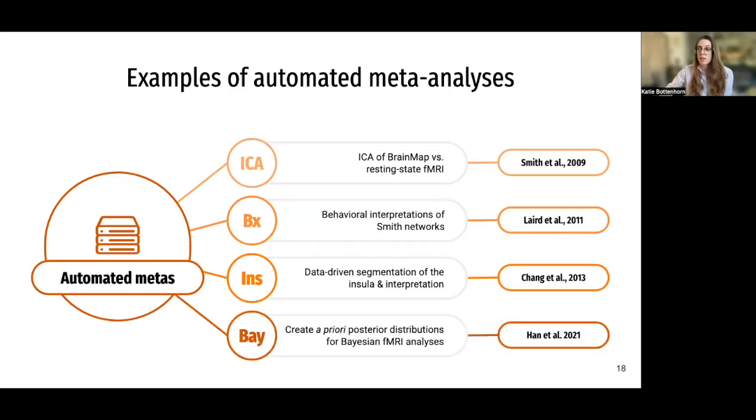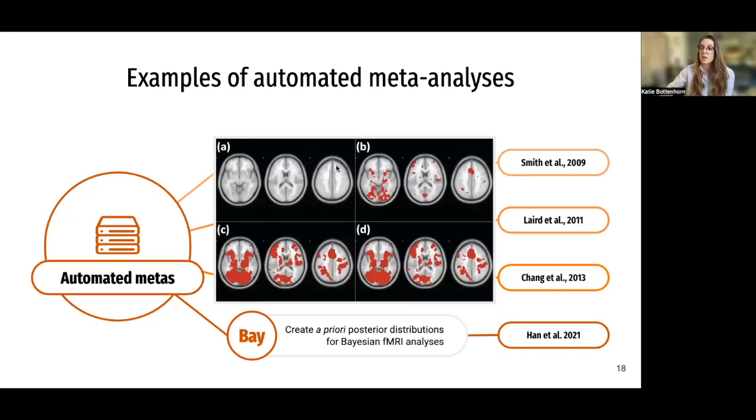And finally, very recently, I just found this while I was making these slides, and I think it's super cool. People are using NeuroSynth to create priors for Bayesian fMRI analysis. So here in A, you've got a typical GLM. In B, there is a Bayesian analysis with just an out-of-the-box standard prior, and then C and D show different thresholds using a meta-analytically informed Bayesian prior, which is super cool.